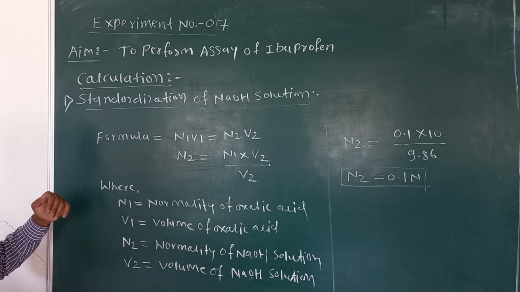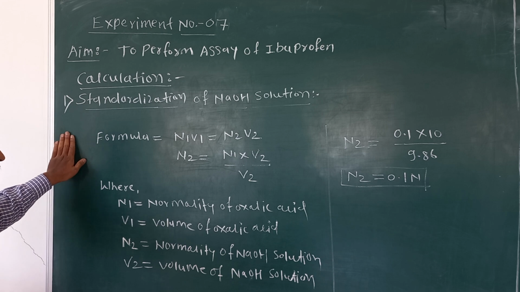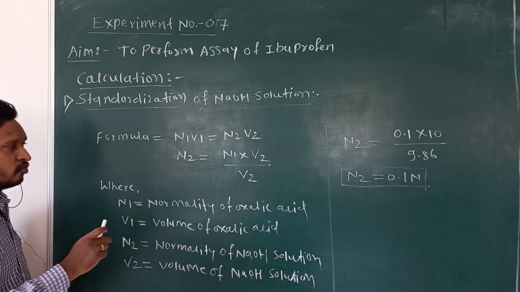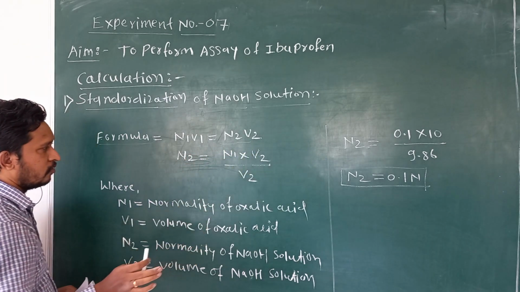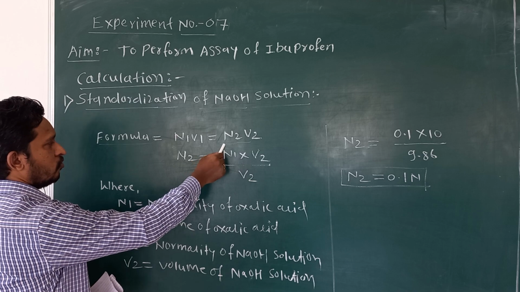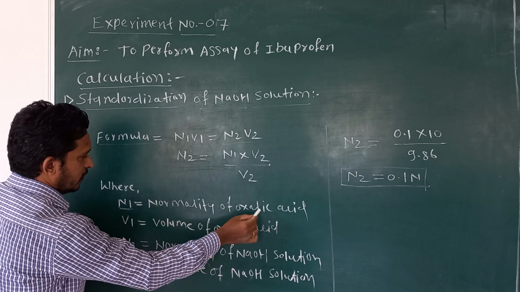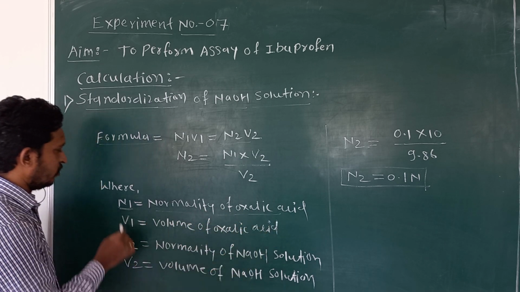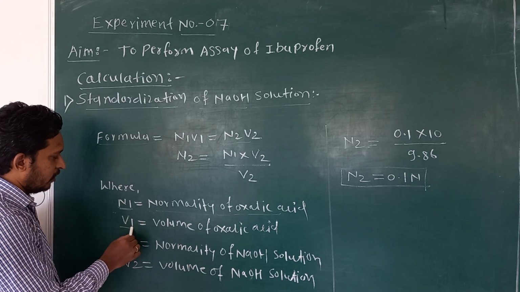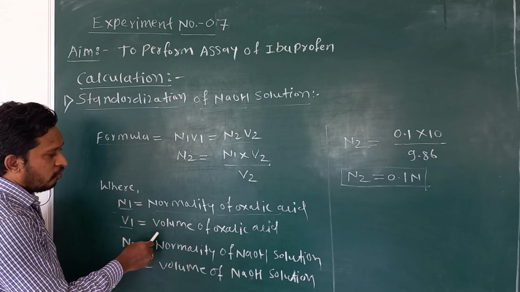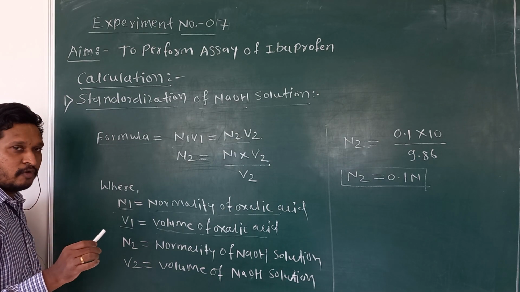So first it is the standardization of NaOH. For the calculation of standardization of NaOH, we have the formula N1V1 is equal to N2V2. Where N1 is the normality of oxalic acid, and it is given that it is 0.1 normal. After that V1 stands for the volume of oxalic acid, that is, in the procedure we have taken 10 ml of 0.1 normal oxalic acid, so that will be V1.